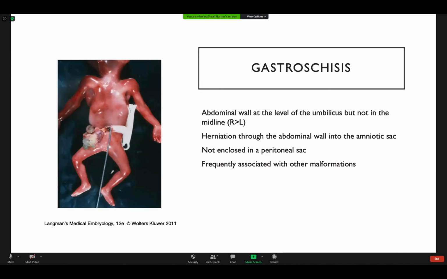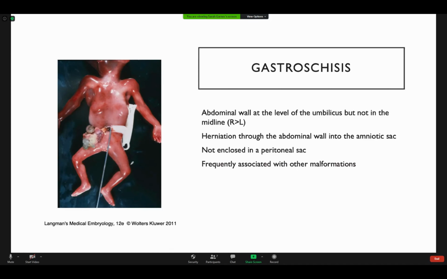And so the amniotic fluid in there can cause irritation, inflammation of the intestines, and they can actually become necrotic. At this point, you want to be monitoring the mother with regular ultrasounds, and the baby may need to be delivered a little bit early to prevent that degeneration or necrosis of the intestines.